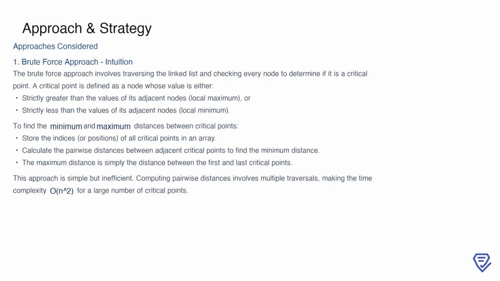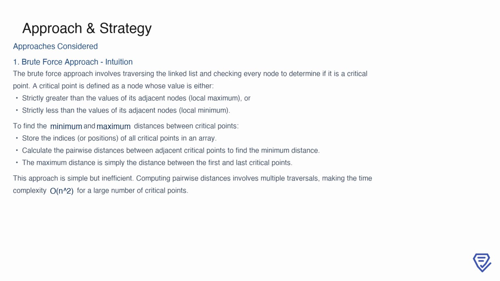To tackle this problem, one approach we can consider is the brute force method. The intuition here is straightforward: traverse the linked list and identify each critical point. A node qualifies as a critical point if its value is either strictly greater than its immediate neighbors, making it a local maximum, or strictly less than its neighbors, making it a local minimum. Once we've identified all the critical points, we store their positions in an array.